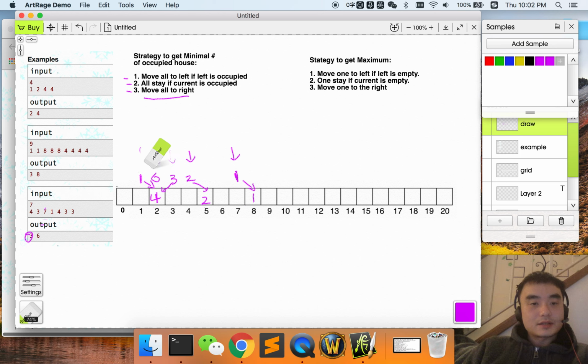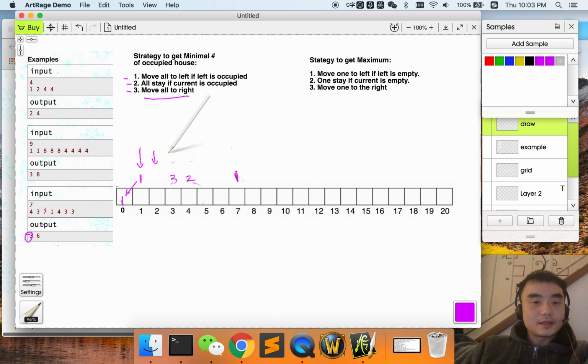And let's try to solve the maximum problem. So as always, we start from the first house and move one to left if left is empty. Cool, we move this guy here. And no one left in the first house anymore. So we cannot pursue the second and the third strategy. So we skip them.